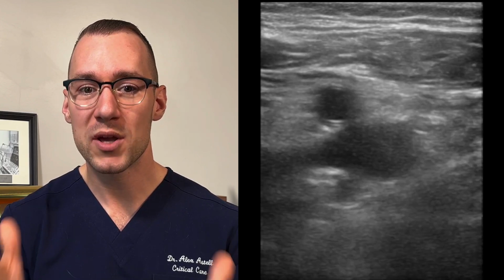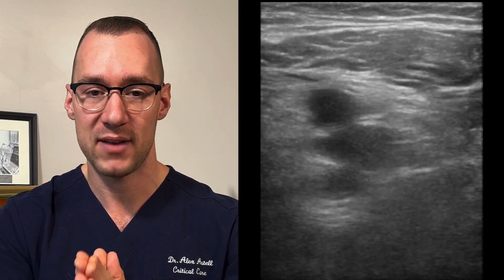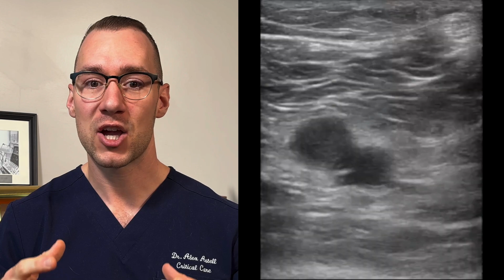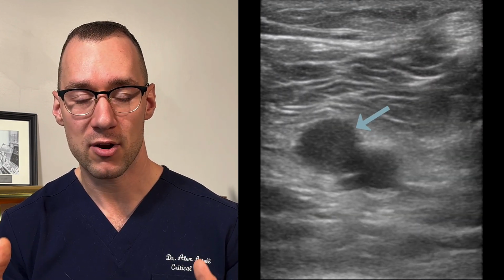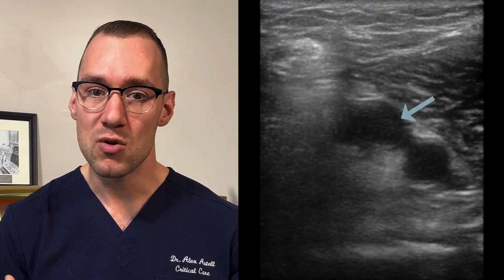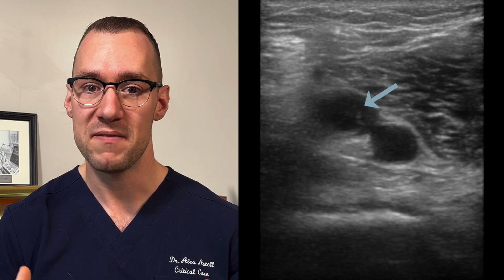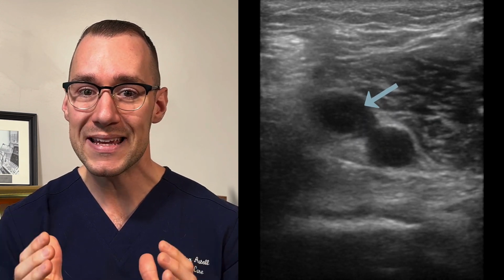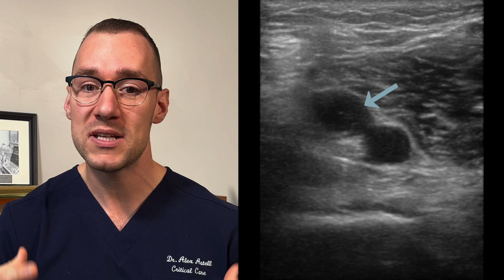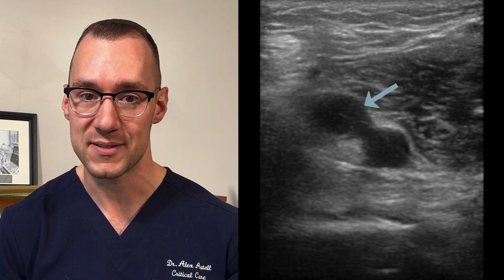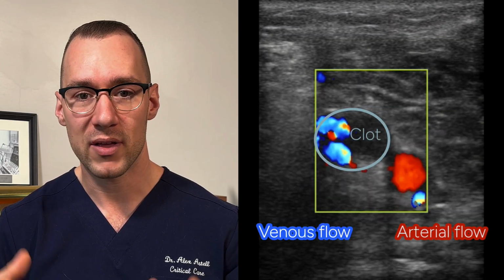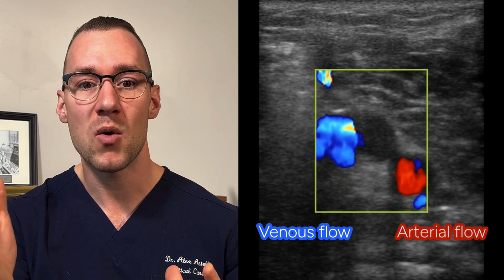As I mentioned, we're looking for complete collapse of the vein with each compression. Acute clots may appear hyperechoic and are usually visible. Subacute clots are often hypoechoic and can be very difficult to see, so incomplete compression may be the only sign that we see that there's a clot present. Color Doppler can be helpful here too, as we can see blood flowing around the clot.